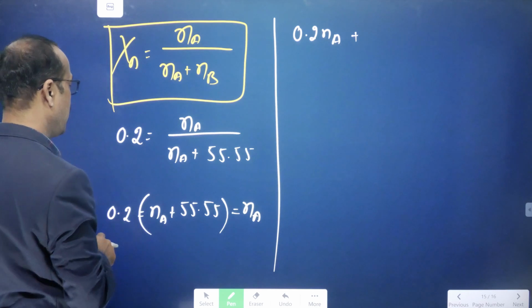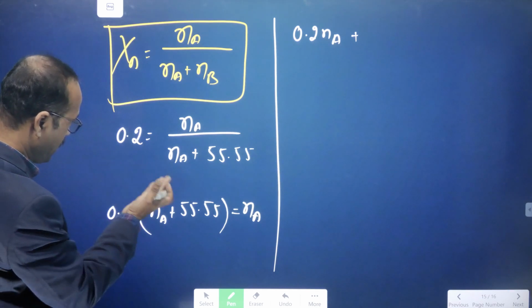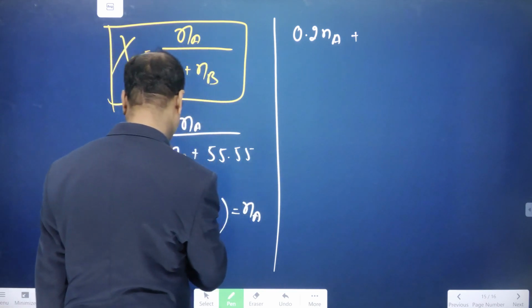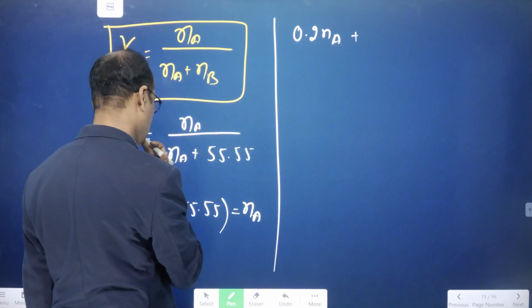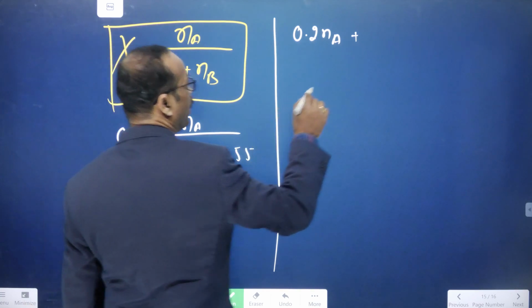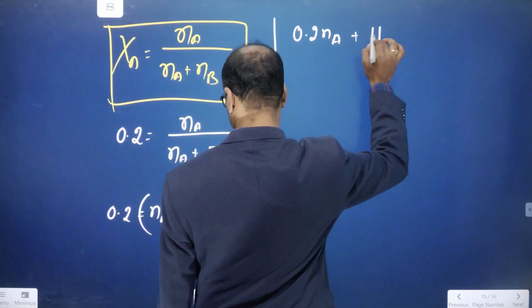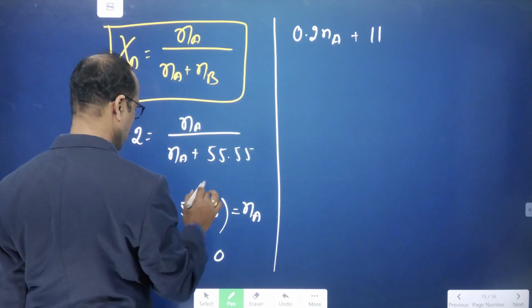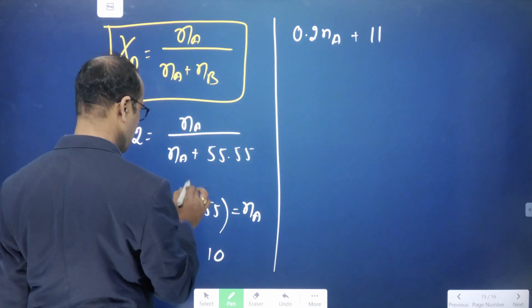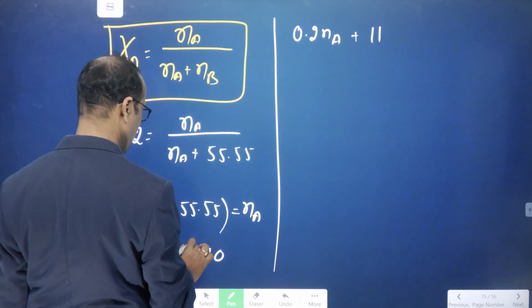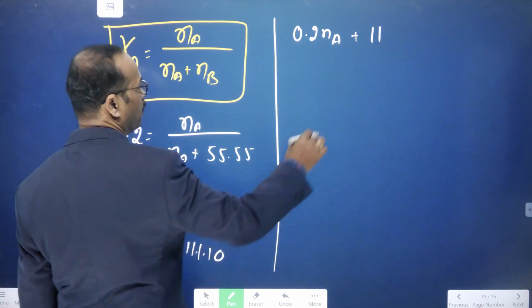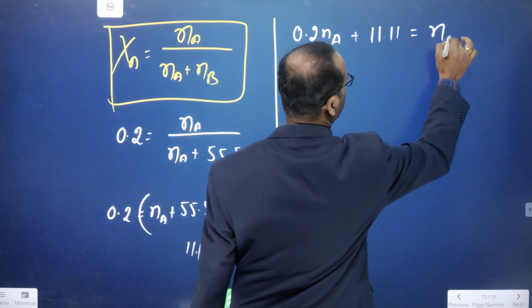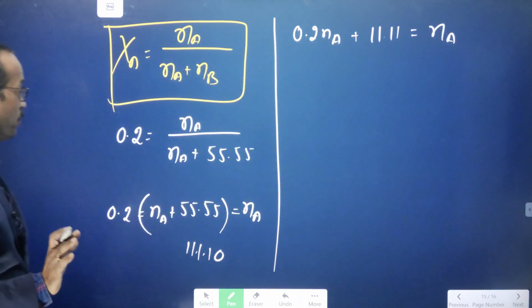55 2s are 110, that is 110. So approximately I'll get 11. 2 5s are 10, 1 11. Okay, I'll get 11.11. I'll write 11.11 is equal to your Na is there. Are you following? See, the calculation part is very important here.